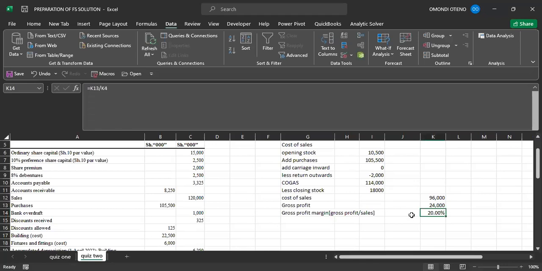So I've been able to get gross profit, closing stock, the value of closing stock. Good. After getting that, I even don't need these other items. I even don't need this now. I've been able to calculate what was required.